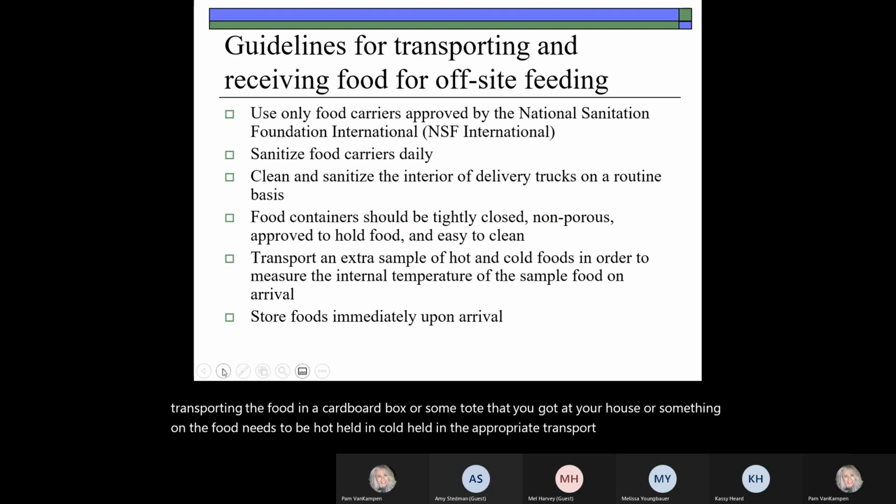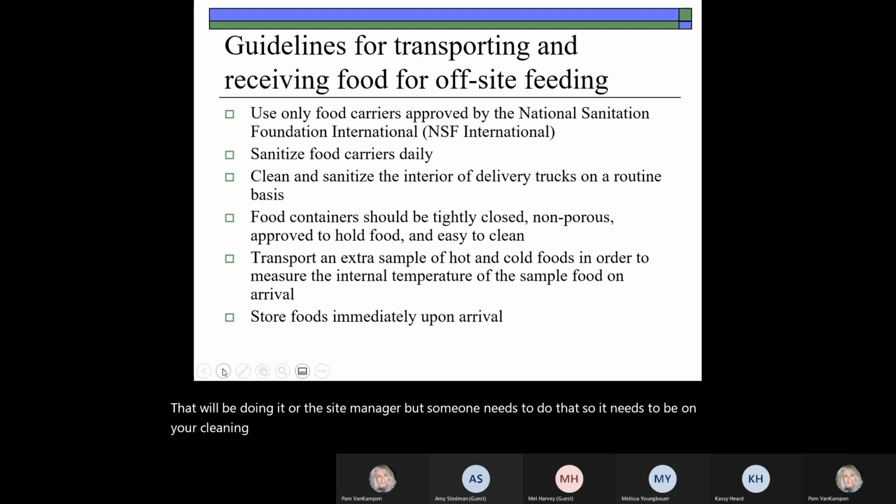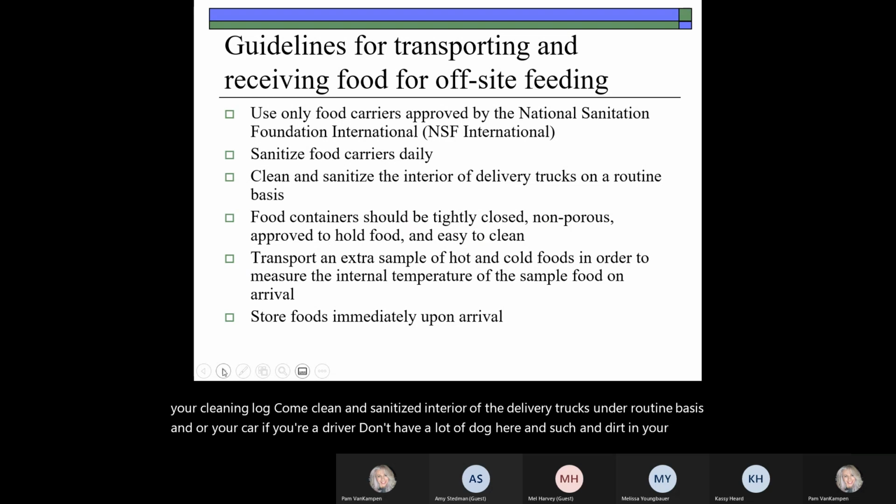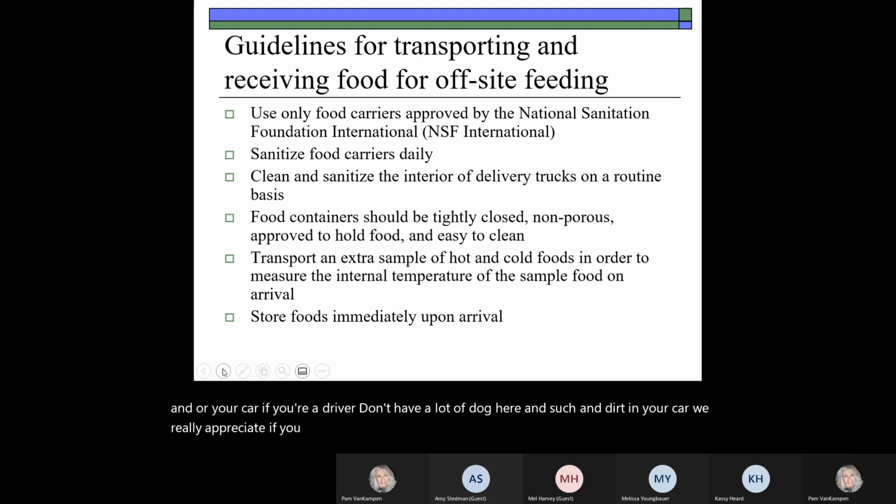Those containers need to be cleaned and sanitized daily. I don't know if that would be the driver that will be doing it or the site manager, but someone needs to do that. So it needs to be on your cleaning log. Clean and sanitize the interior of the delivery trucks on a routine basis and or your car if you're a driver. Don't have a lot of dog hair and such and dirt in your car. We really appreciate if you would keep your car clean so that no contamination gets on the food.